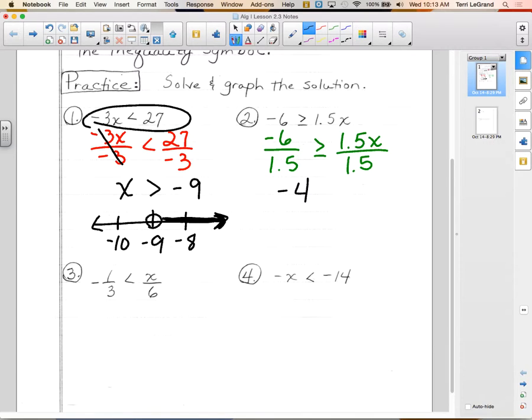Should I reverse the inequality symbol? No. Why not, Riley? Because I didn't divide by a negative. We divided into a negative, but is that part of the rule? It's by, not into. Did we divide by a negative? No, we did not, so we're not going to reverse the symbol.